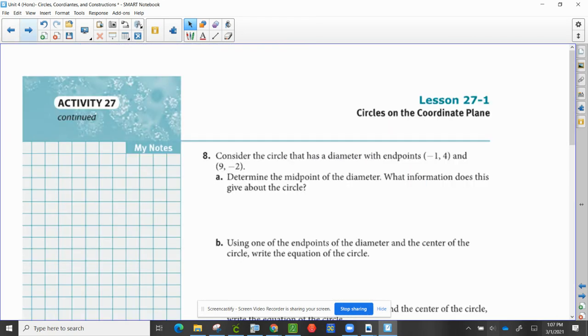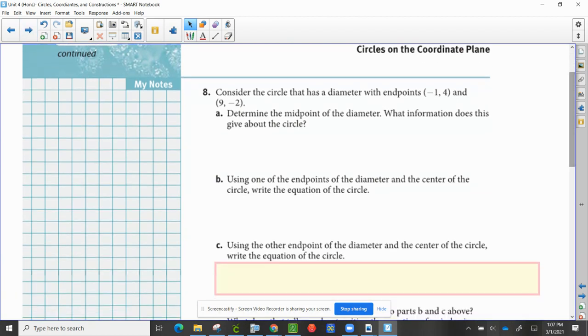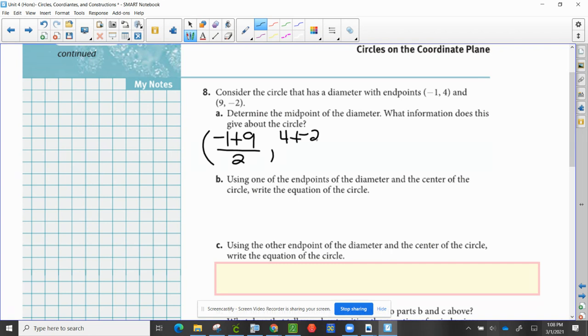Oops, I went too far. So here, go to question 8 for me. Now, question 8 says, consider the circle with diameter with endpoints at -1, 4, and 9, -2. They want us to start by finding the midpoint of our diameter. Now, remember, midpoint means you're averaging your x values. So I'm going to take my two x numbers, -1 and 9, add them together, divide by 2. Then I'll do the same thing with the y's. I'll take my two y values, add them together, divide by 2.